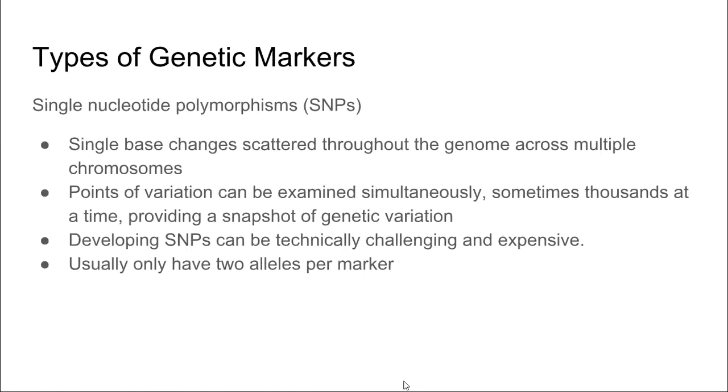So another type of genetic marker is a single nucleotide polymorphism, otherwise known as SNPs. So pretend that there's a little I in there. And these are single base changes scattered throughout the genome across multiple chromosomes. Its points of variation can be examined simultaneously, usually thousands at a time, and it provides a snapshot of genetic variation. However, developing these SNPs can be technically challenging and expensive, and usually they only have 2 alleles per marker.